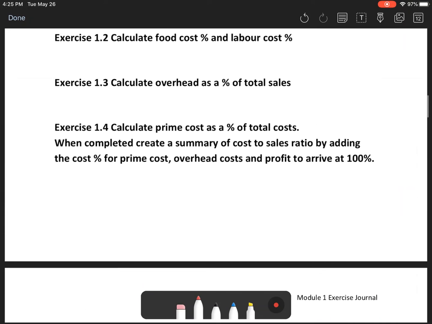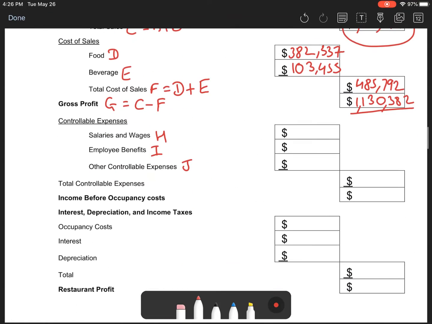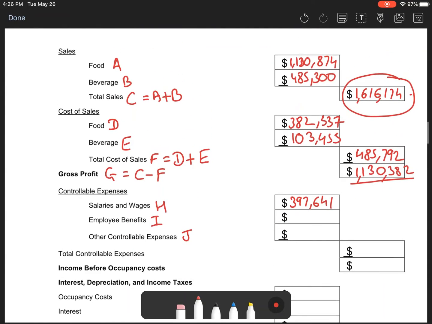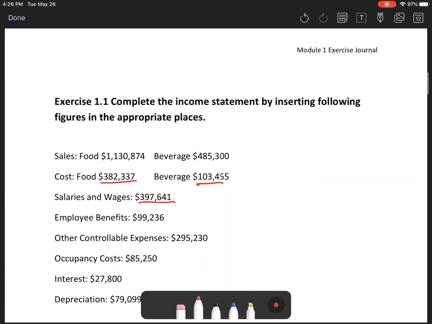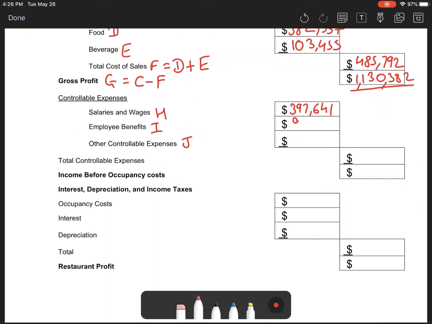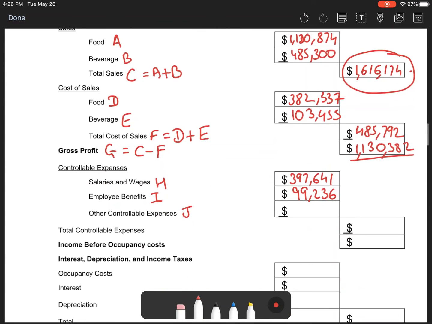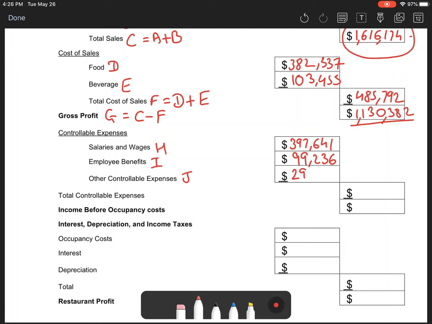So salaries and wages, we have the salaries and wages. It's 397,641. We know the employee benefits, which is I, which is 99,236. And other controllable expenses, 295,230, is J.